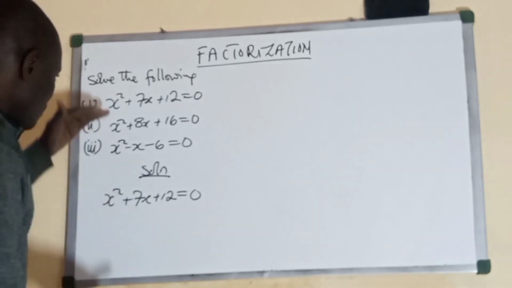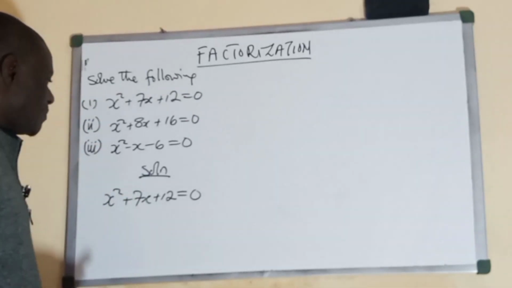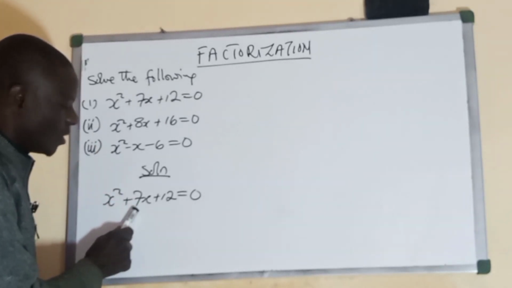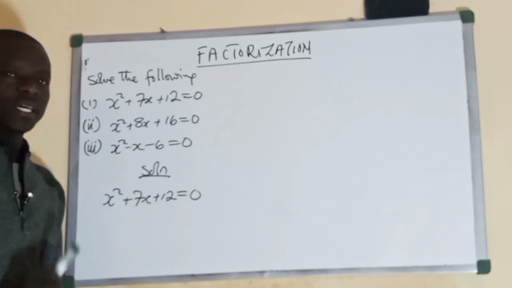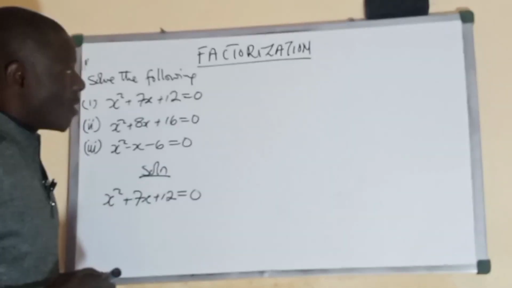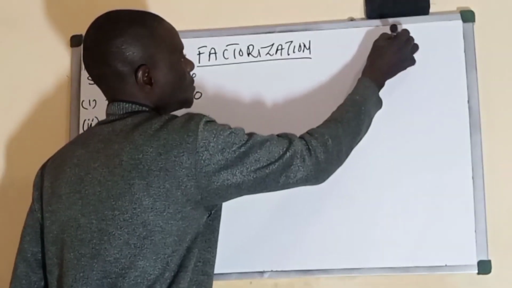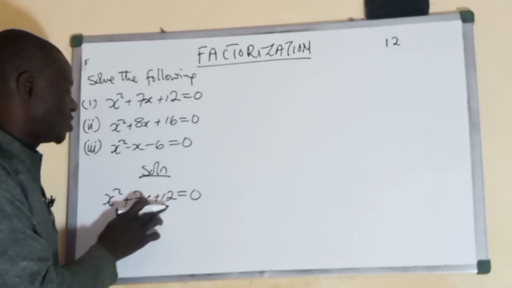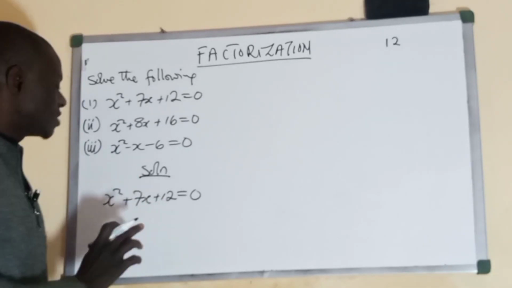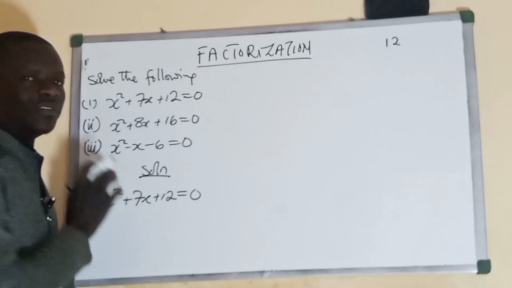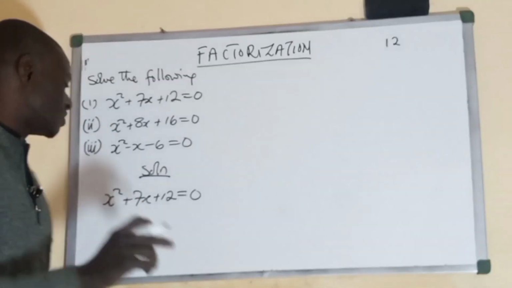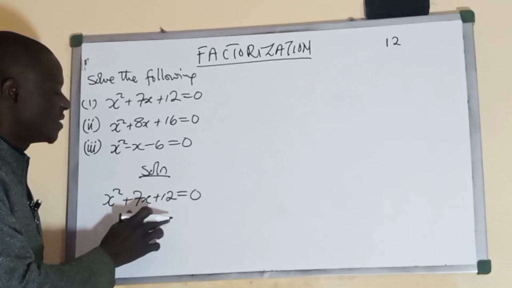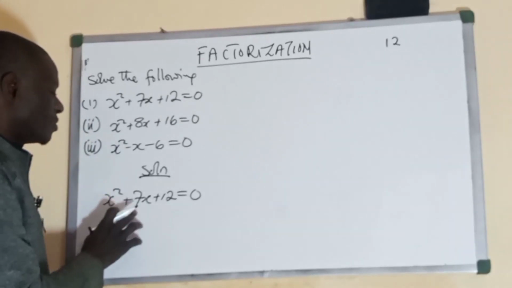So now, to use the factorization method, we have to consider two things here. We have to consider the coefficient of x and our constant. Our constant is 12. Now we have to find the numbers that, if we multiply, are going to give us 12, and if we add them will give us 7. If we look at it, we have to find the numbers that if we multiply them, they will give us 12, and if we add the numbers, they will give us 7.